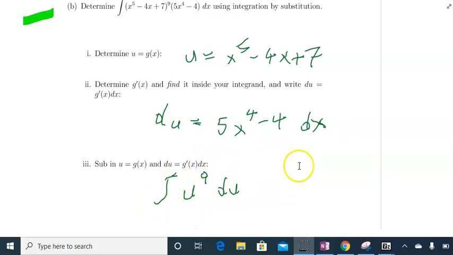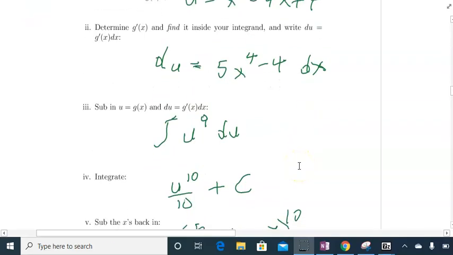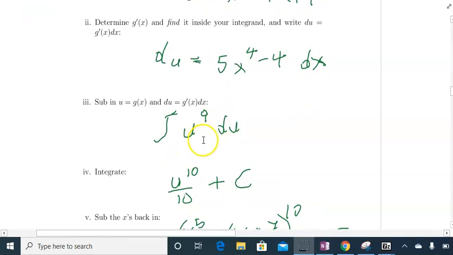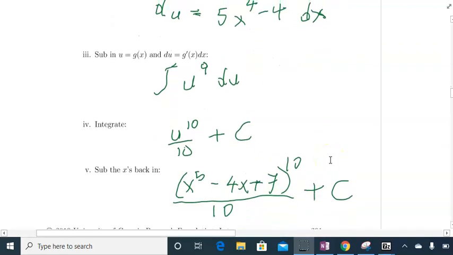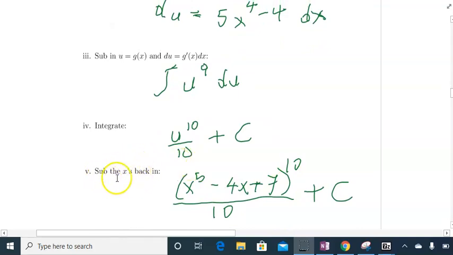So that's the integral of u to the 9th du, and this is an easy integral to take. Now, this is a power function. You raise the exponent up by 1 and then divide by that new exponent. So it's going to be u to the 10th over 10 plus c. Do not forget to add the plus c. And so in your last step, you back substitute the x's. You replace this u with your x's. So your final answer will be x to the 5th minus 4x plus 7, all raised to the 10th over 10 plus c.